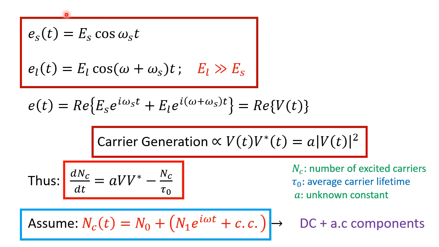So here we have the signal Es of t, which is simply the amplitude of the signal times the frequency at which the signal is coming, and you have this EL, which is the local oscillator signal, right? Which is, by the way, being combined at a beam splitter, which partially reflects and partially transmits the signal and the local oscillator into the detector.